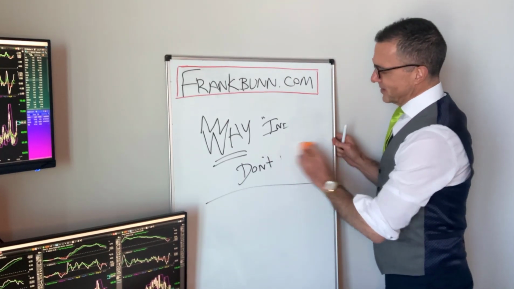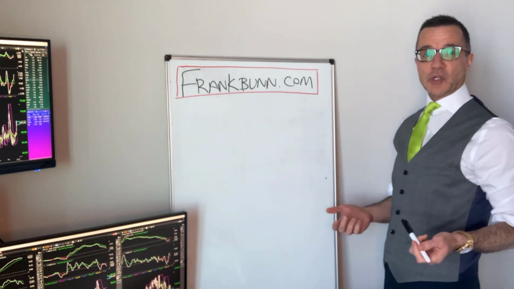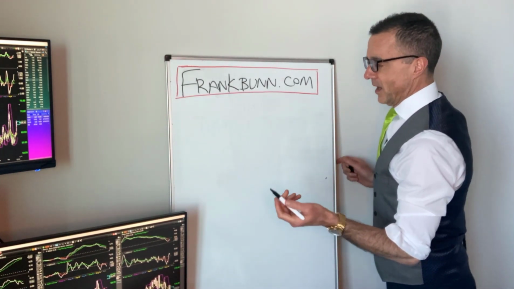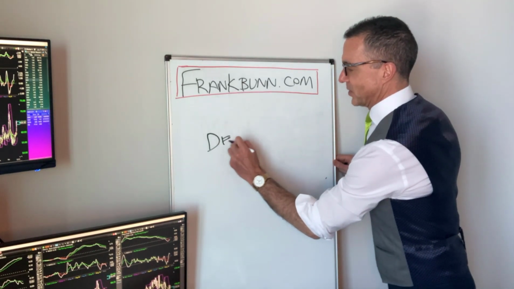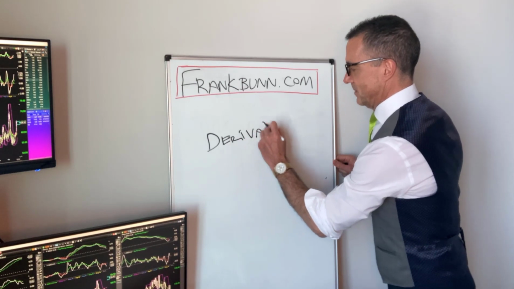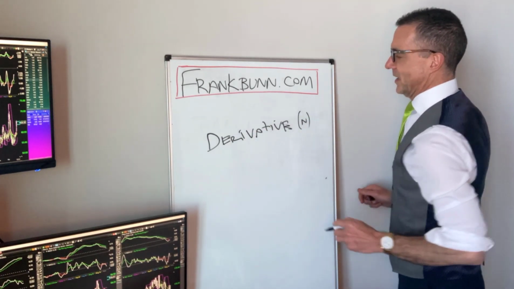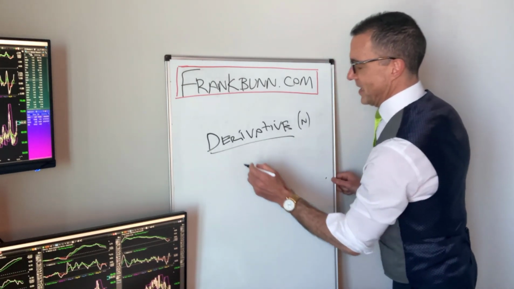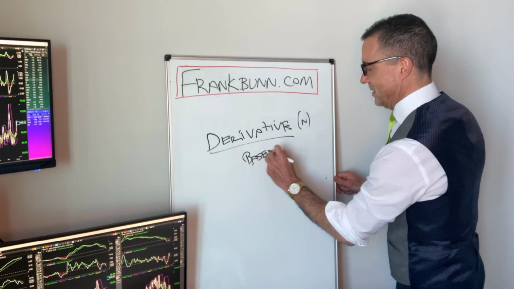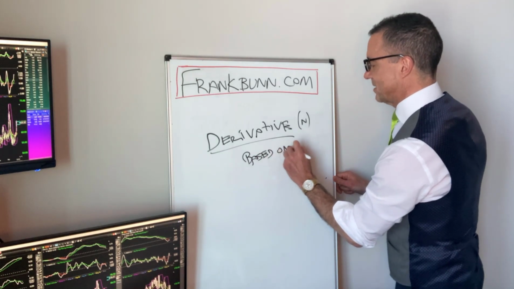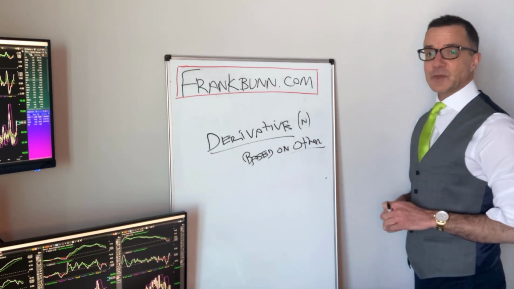So in order to understand why they don't, we need to understand what the nature of an indicator really is. An indicator is a derivative. If we define derivative as a noun, it's something that is based on something else. So it's an entity that's based on another entity. That's what's really important.